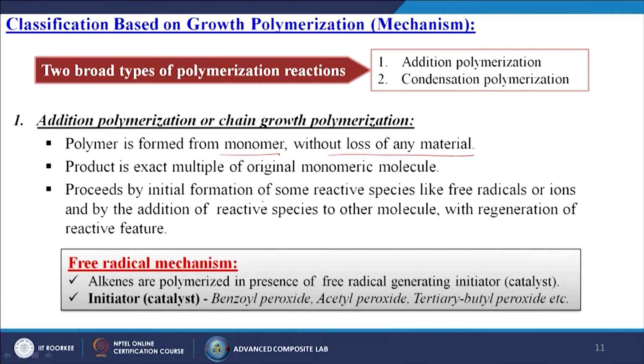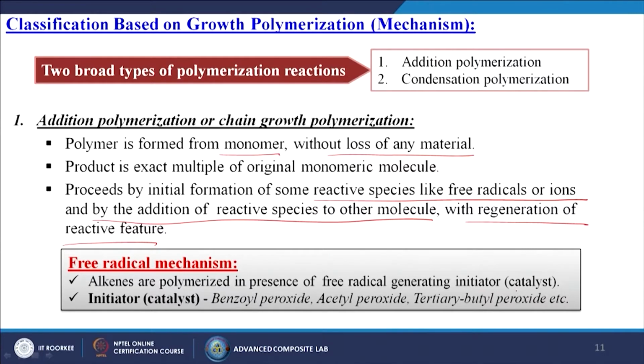It proceeds by initial formation of some reactive species like free radicals or ions, and by the addition of the reactive species to other molecules with regeneration of reactive features. What is the free radical mechanism? Alkenes are polymerized in the presence of a free radical generating initiator, which is also known as the catalyst. Initiators like benzoyl peroxide, acetyl peroxide, tertiary butyl peroxide, etc. are acting as a catalyst.